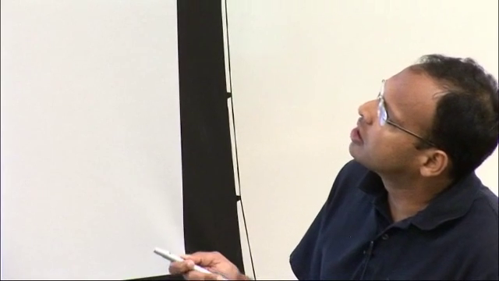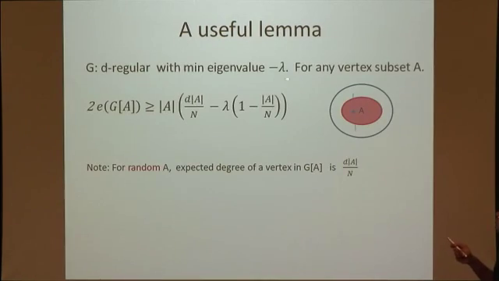So suppose you have a d-regular graph with minimum eigenvalue minus lambda. Then the following holds. If you look at any subset of vertices, call it A, let me denote G of A as the graph induced on this A. The number of edges is at least this number. And again, this is sort of the dominant term.